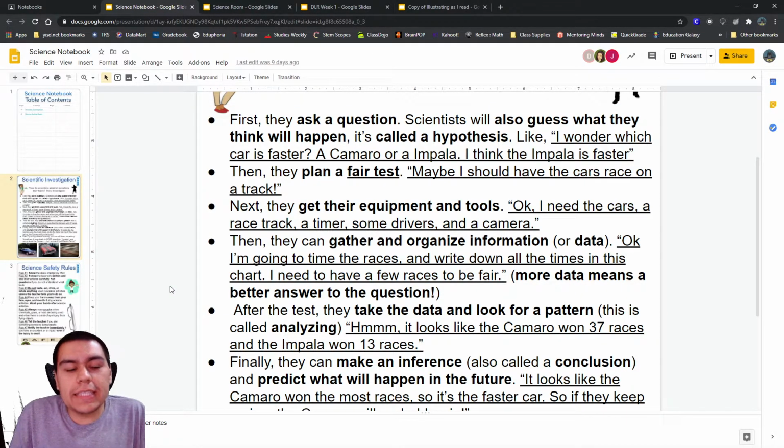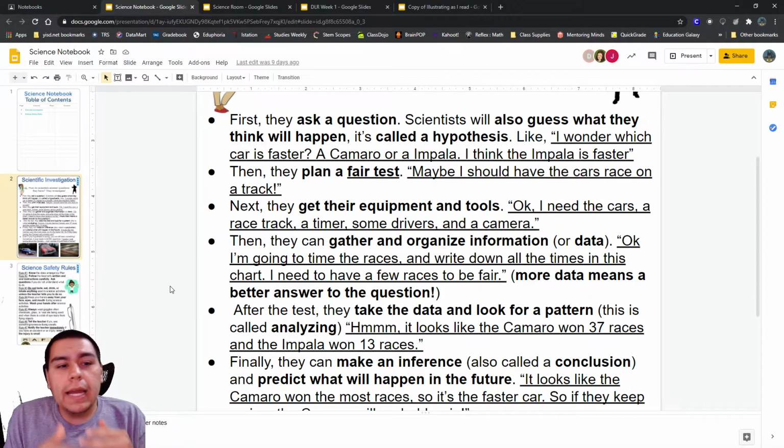Why do you think it says that they need to have a few races? Why can't they just have one race and that's it? What do you think, Messiah? Why couldn't they just have one race and then that's it? Because if they're racing in cars, they're trying to see which car is faster. So they race until to see who gets the most race, to see which car is faster.